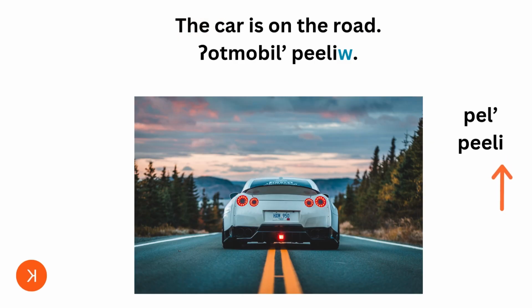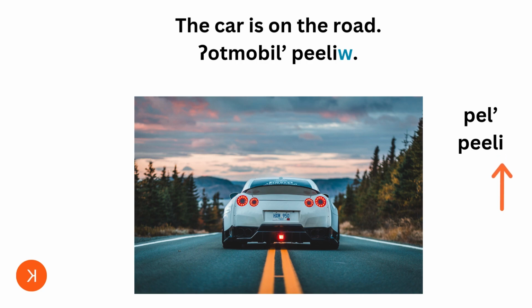Let's go back to this sentence. We have the car is on the road. The first time we saw this sentence, we wanted to figure out how to say the word road as a location. So we have the word pel in subject form and peli in object form. And since peli ends in a vowel, it ends in an I, we can add a W. Then we could use that as our locative for the word road. So pelu covers for on the road.